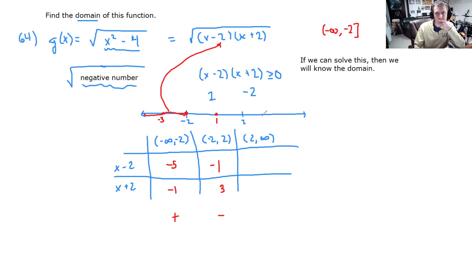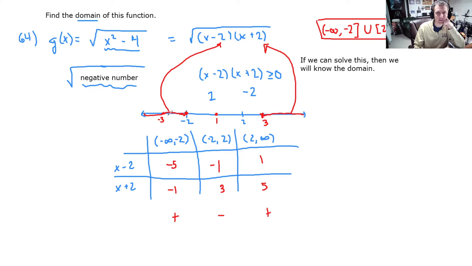We pick another point out here in this interval, 3. We get +1 for that factor, +5 here, which is a positive product. So this interval from 3 out to infinity also gives us a positive number underneath the radical sign. So our domain is like that.